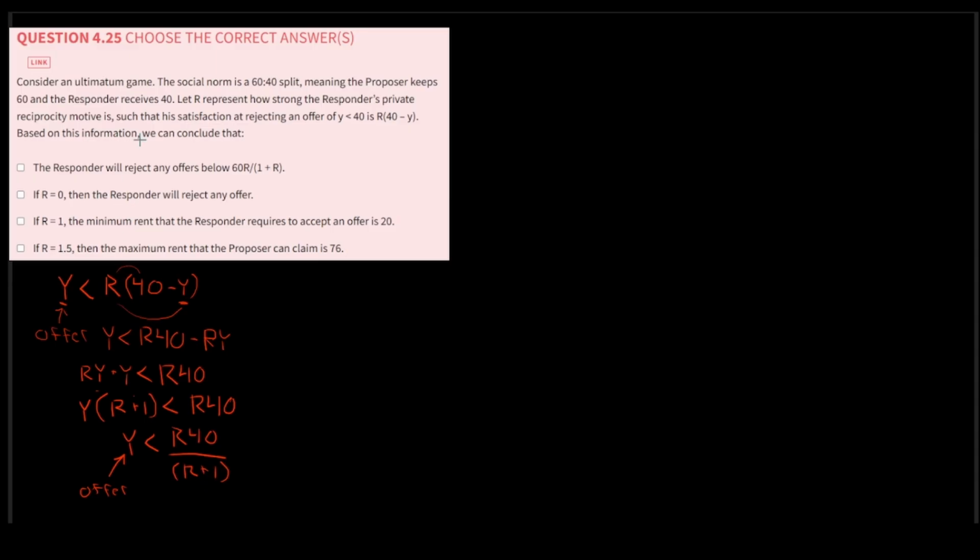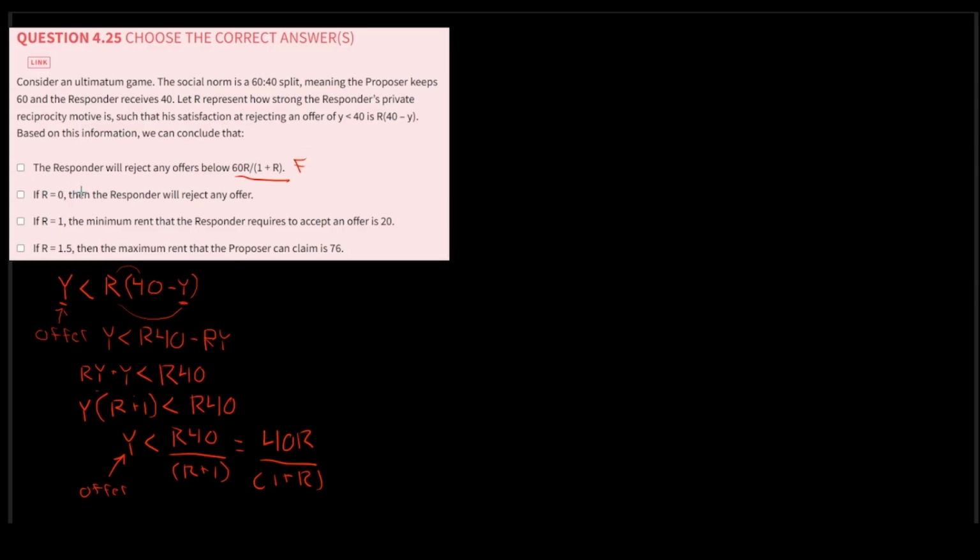So let's go work through our comments based off of this. The responder will reject any offers below 60R all over 1 plus R. No. We have, again, if we just want to write it in that format, that would be 40R all over 1 plus R. Like I said, potato, potato, because they're being multiplied, being added. Doesn't matter if we go 1 plus R or R plus 1, R40 or 40R. Same mathematical operation, just expressed differently. Okay, so that's false.